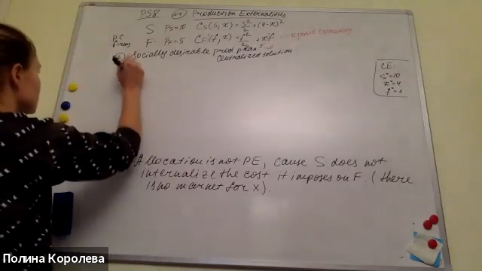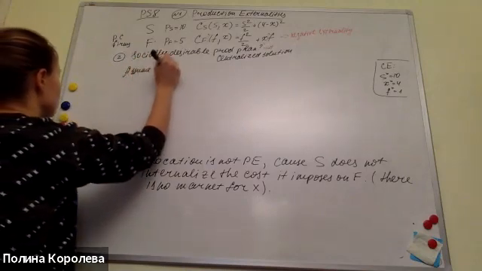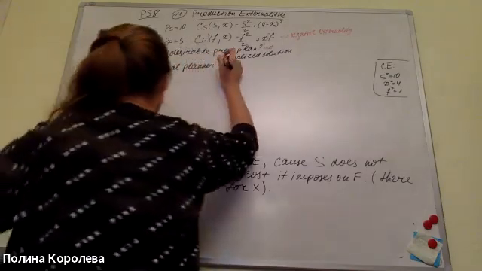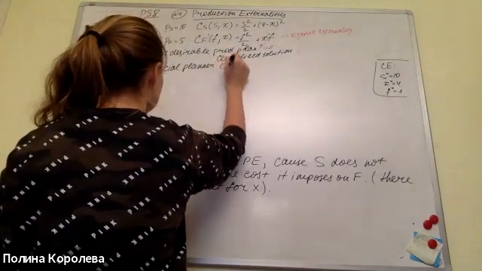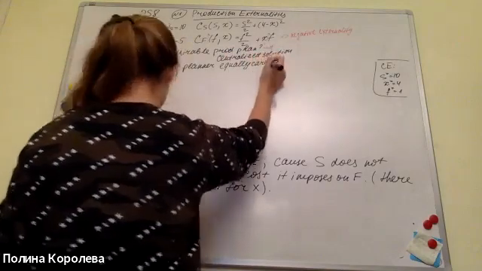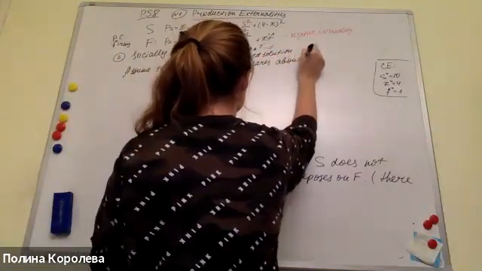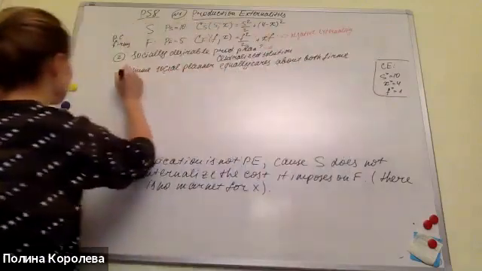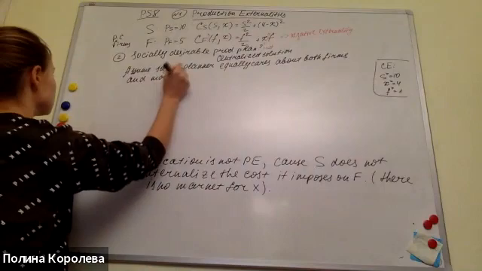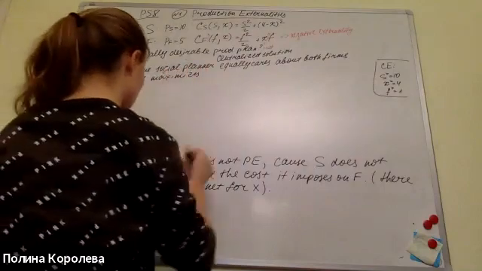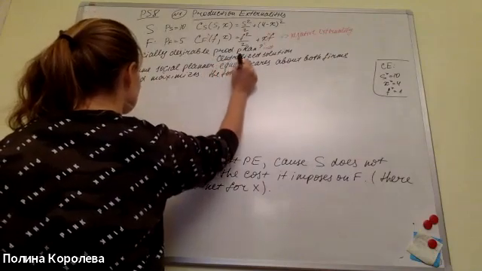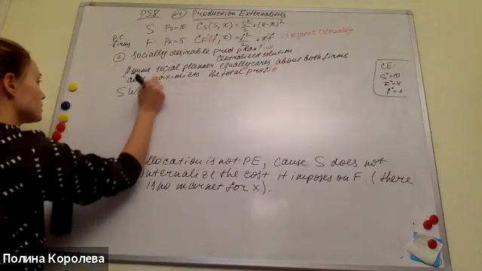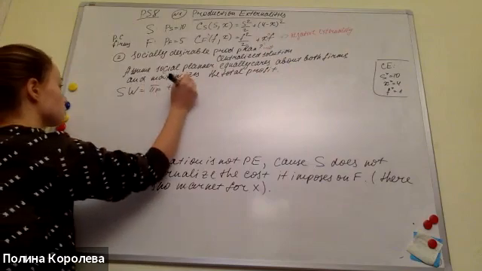Let's write it down. Assume the social planner equally cares about both firms and maximizes the total profit. So social welfare is the sum of the profit of firm F plus the profit of firm S.